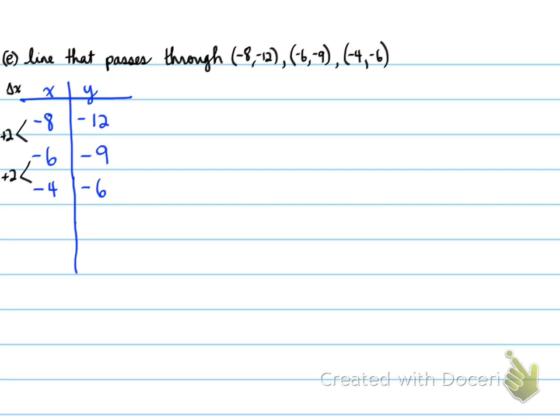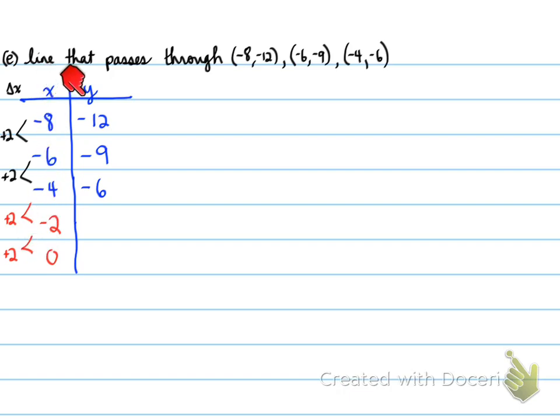Now, we need to be able to get to 0 to determine the y-intercept. So, to get to 0, we need to keep going up 2. Up 2 means that this will be -2. Up 2 again means that this will be 0. Why do we want that 0? It's because we're looking for the y-intercept. In order to be a y-intercept, the x value must be 0.